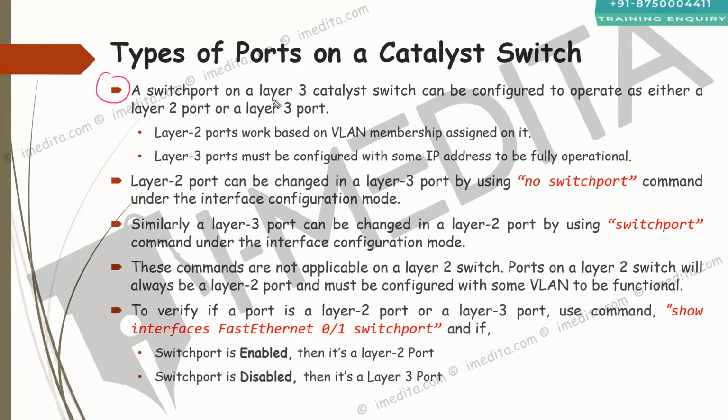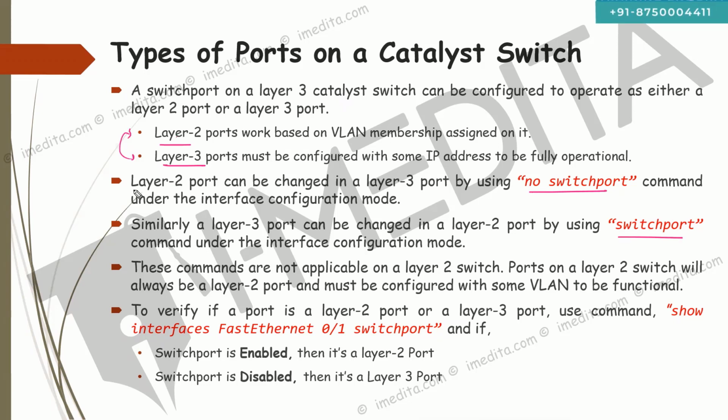So a switch port on the layer 3 Catalyst switch can be configured to operate either as a layer 2 port or as a layer 3 port. Layer 2 ports work based on the VLAN membership, and the layer 3 port must be configured with some IP address so that the port can be fully operational. We can go back and forth between the layer 2 port and layer 3 port by the commands no switchport and switchport.